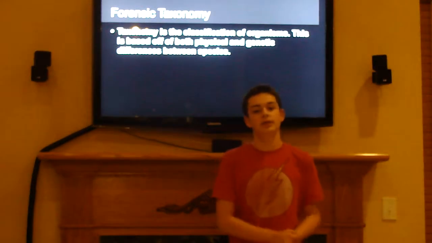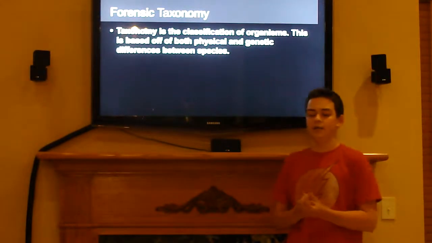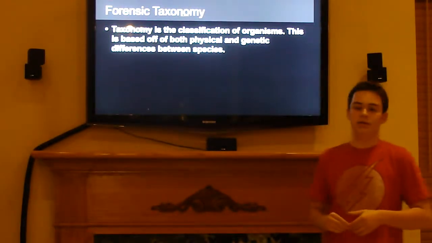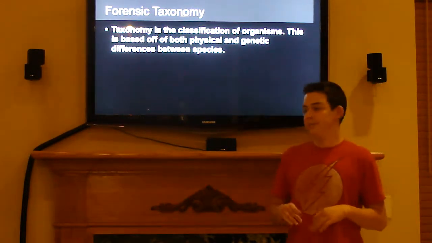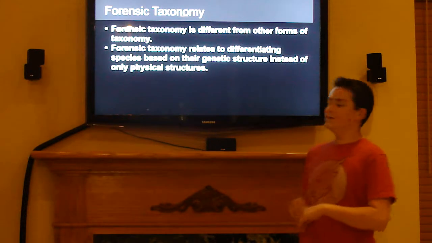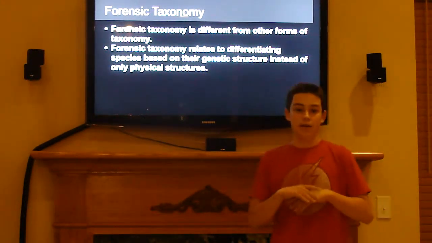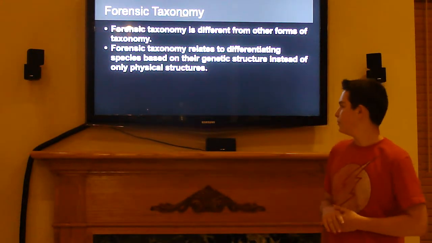Alright, so forensic taxonomy, taxonomy in general, is the classification of plants and animals and other organisms through phenotypic and genotypic evidence, which is DNA tests and physical traits. Forensic taxonomy is different from regular taxonomy because it strictly relies on genetic variation and differences between two organisms.